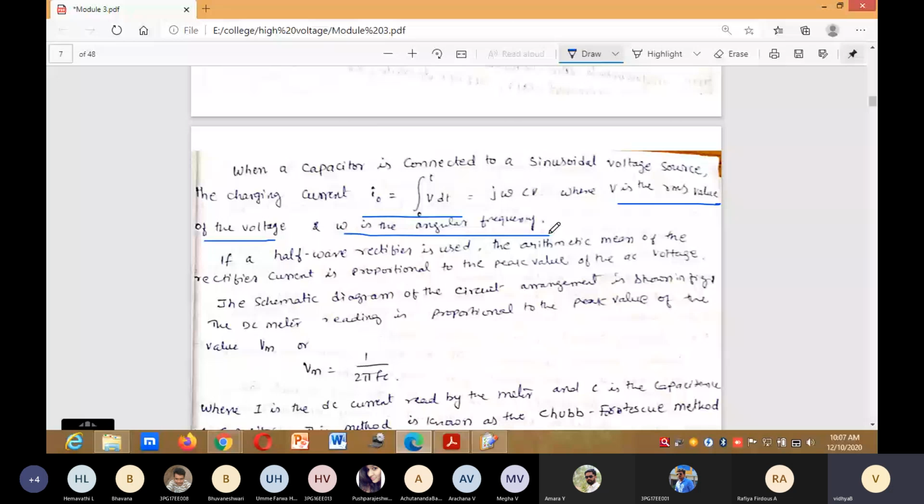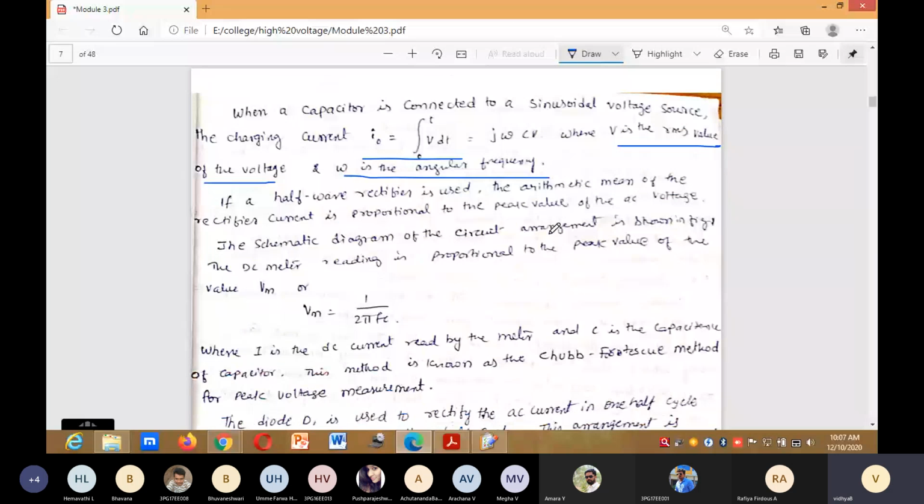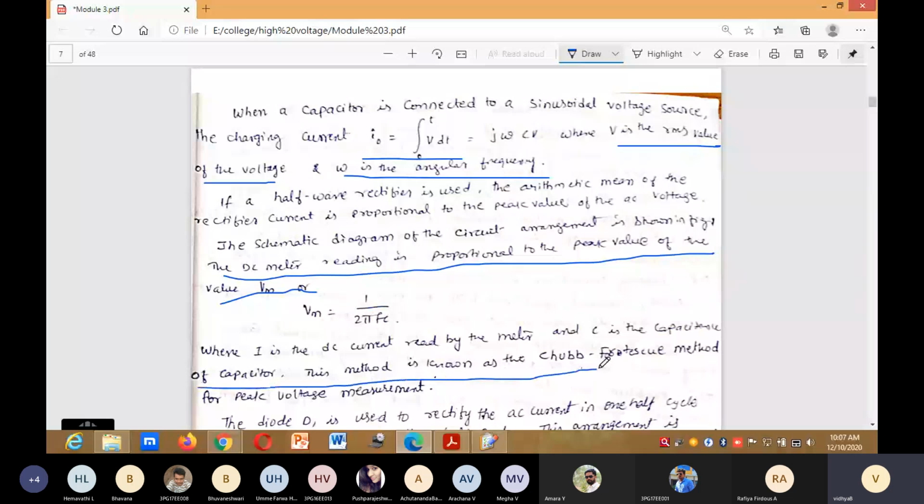Here the DC meter reading is proportional to the peak value Vm. Vm is equal to I divided by 2πfC, where I is the DC current read by the meter and C is the capacitance of the capacitor. This method is known as the Chubb-Fortescue method for peak voltage measurement.